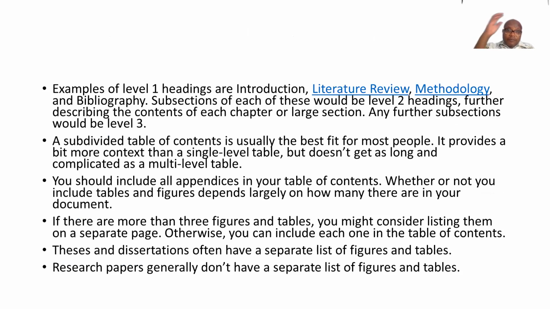Examples of level 1 headings are introduction, literature review, methodology, and bibliography. Subsections of each of these will be level 2 headings, further describing the content of each paper, chapter, or major section. Any further subsections will be level 3. A subdivided table of contents is usually the best fit for most people. It is a bit more complex than a single level table, but it does not get as long and complicated as a multiple level one.